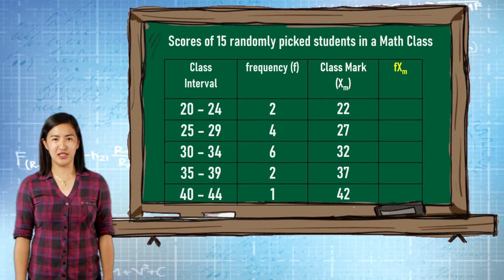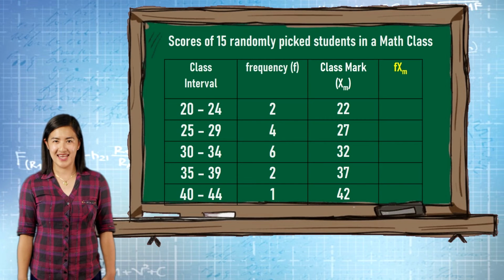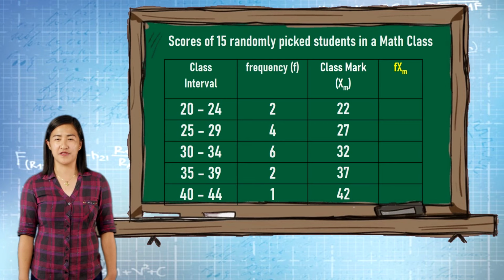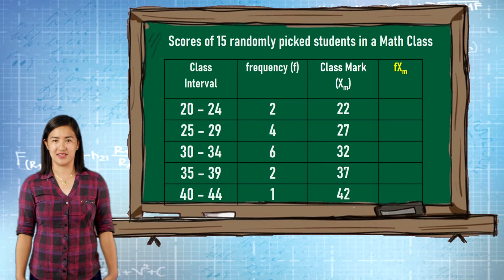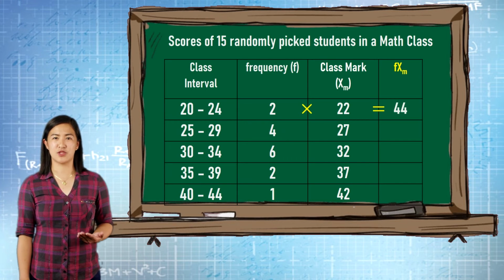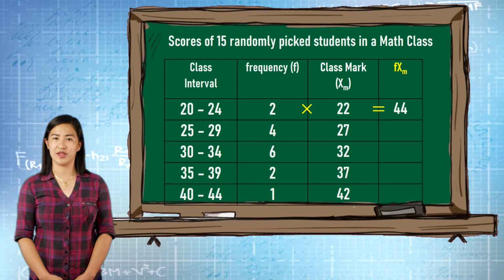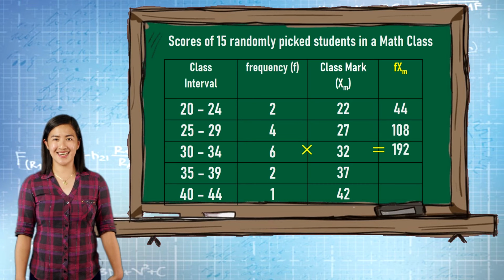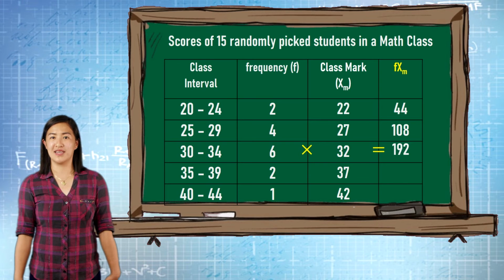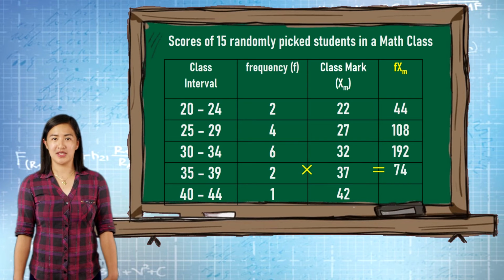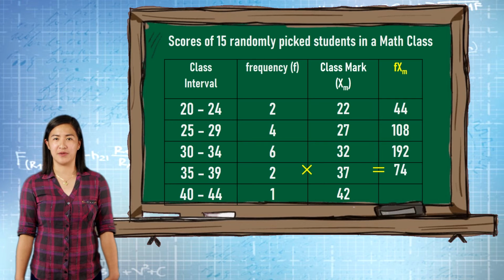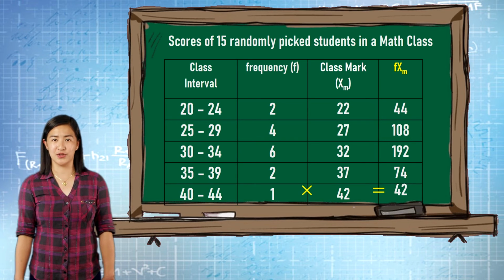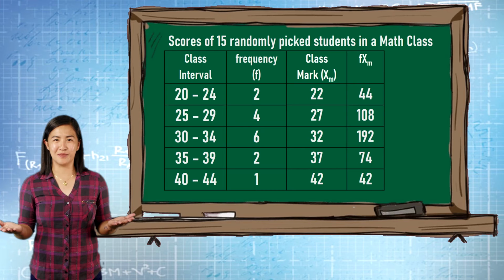Let's now complete the column of f times x sub m. This means that we get the product of the frequency and the class mark, x sub m. This is simply 2 times 22 equals 44. 4 times 27 equals 108. 6 times 32 equals 192. 2 times 37 equals 74. And 1 times 42 equals 42. Our table is now nearly complete.